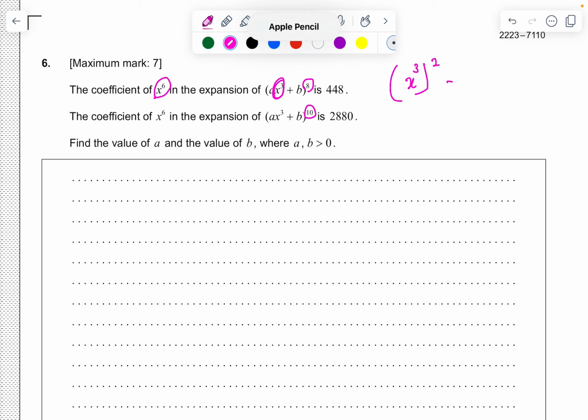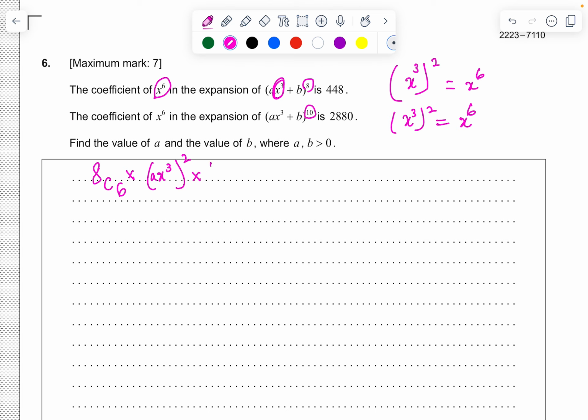So you see, this gives me x power 6, right? Similarly, even this (x to the power of 3) whole square gives me x power 6. So now try to understand. So this gives me 8. If the first term is 2, what should be the r? 8 minus 2, which means 6, right?